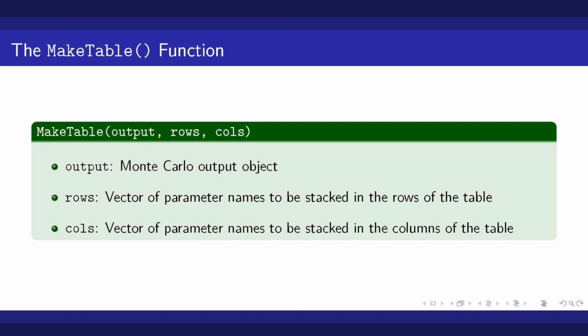As input parameters, the makeTable function needs a Monte Carlo output and information about which parameters to use as rows and columns.